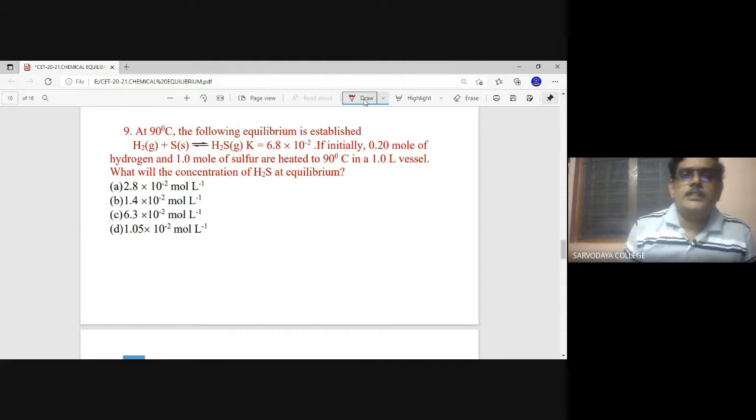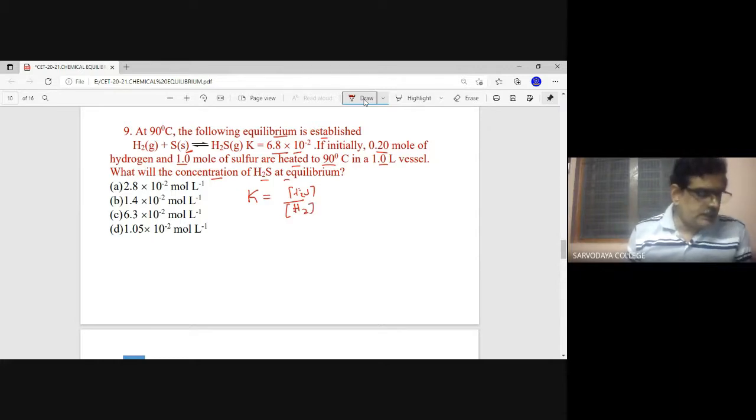At 90 degrees centigrade, the equilibrium is established when the value of the equilibrium constant is given. Initially, there was 0.20 mole of hydrogen and 1 mole of sulfur, which is solid, heated at 90 degrees centigrade in a 1 liter vessel. What is the concentration of H2S at equilibrium? So K is equal to the concentration of H2S divided by the concentration of H2. Sulfur does not come into the picture in this.